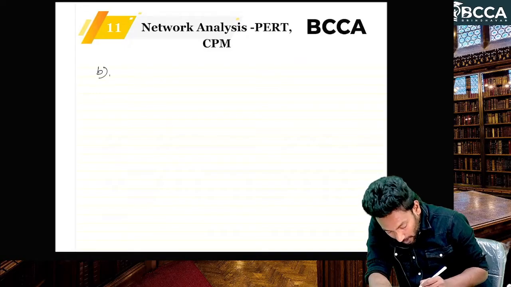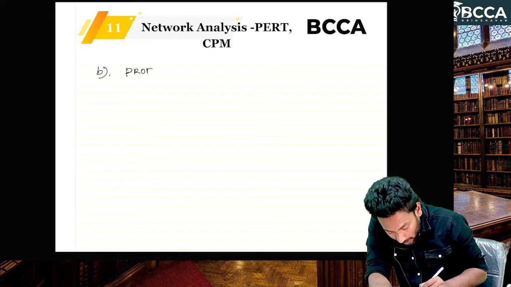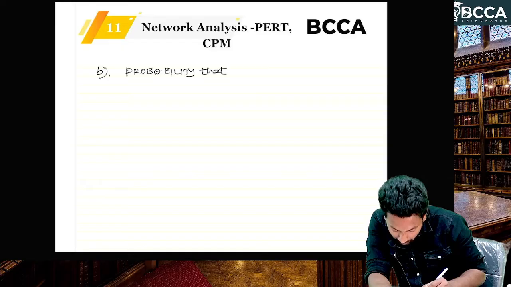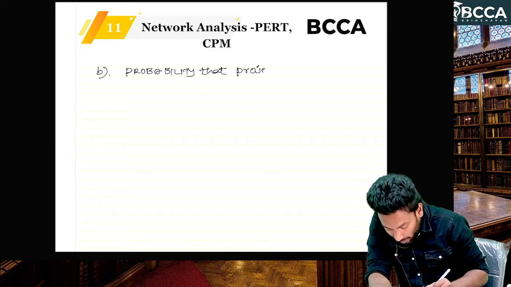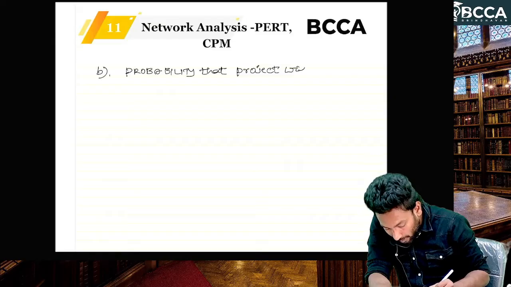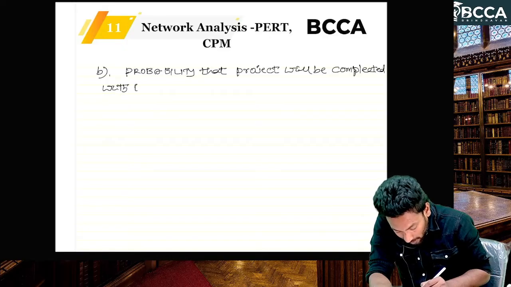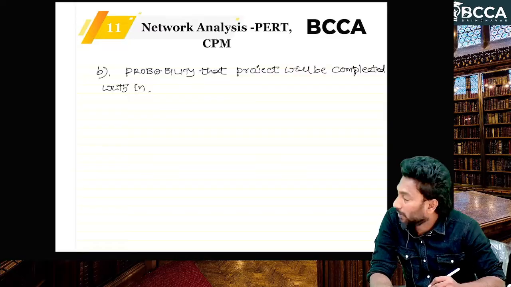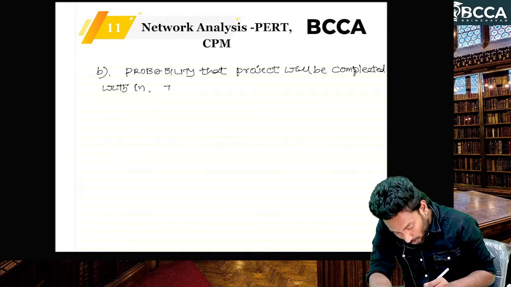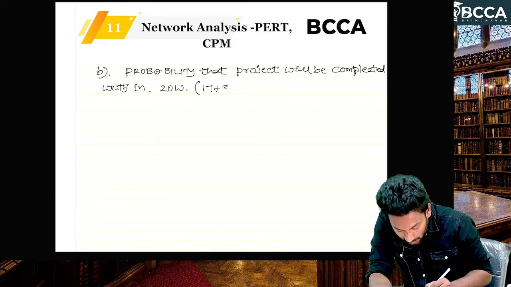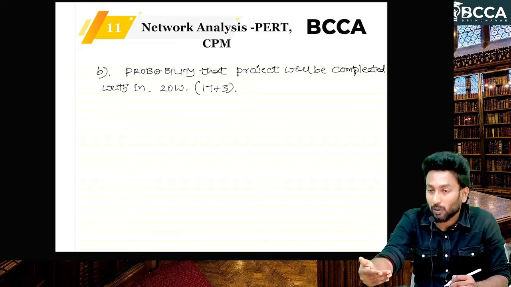So point B, probability that project will be completed within 3 weeks later than expected time means 20 weeks, 17 plus 3, sir. Okay, not more than 20 means within 20, right?